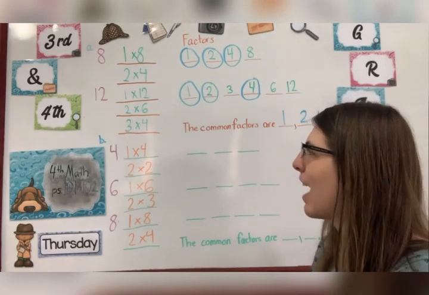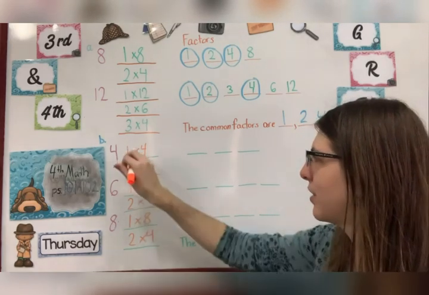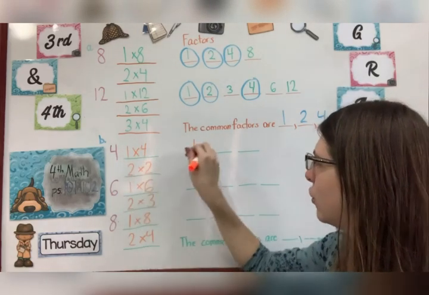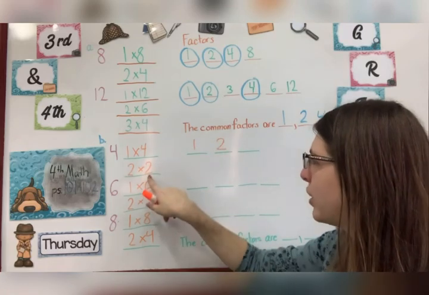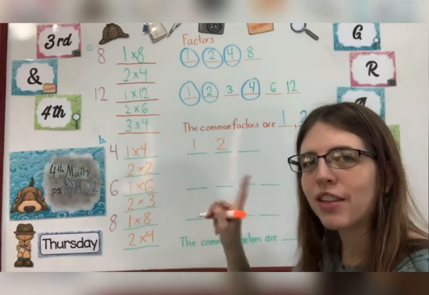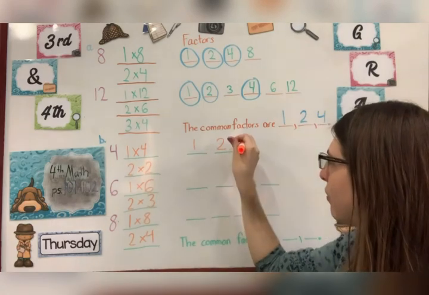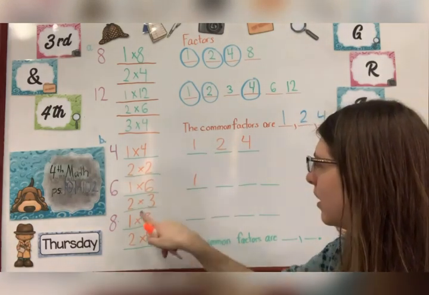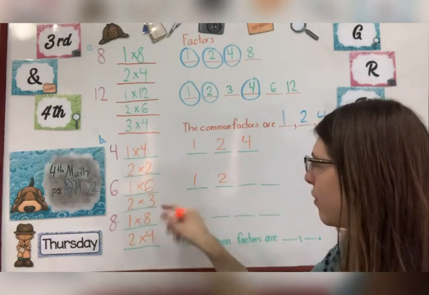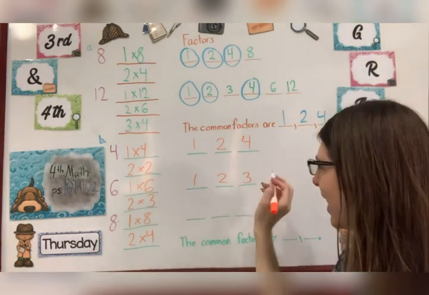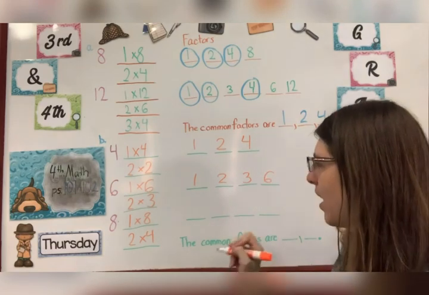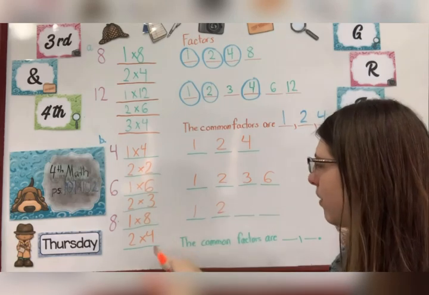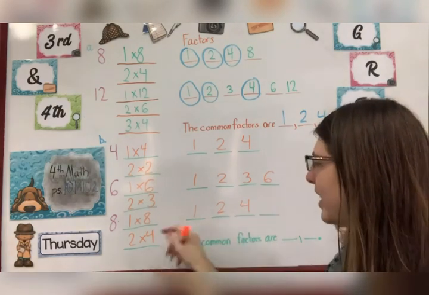All right, now let's write out our factors. So starting with 4, it's 1, 2. Now we have 2 again, but we don't need to repeat it. We just write it the one time. And 4. For 6, we have 1, 2, 3, and 6. For 8, we have 1, 2, 4, and 8.